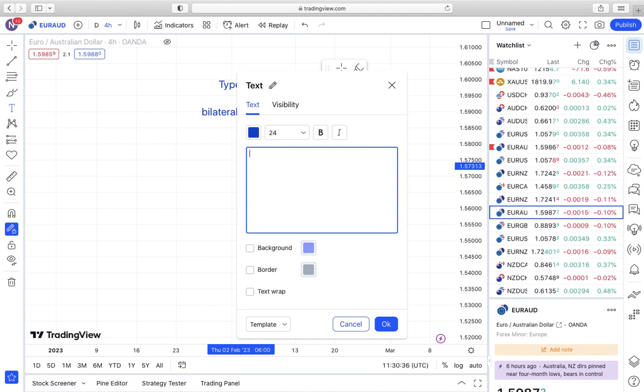Now, what are bilateral chart patterns? That's what we are going to talk about today. Bilateral chart patterns, in a simple and direct way, are patterns that signal that the currency prices can move in either direction.